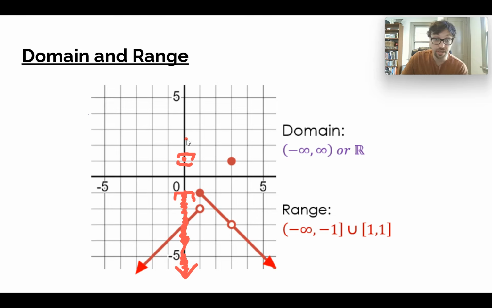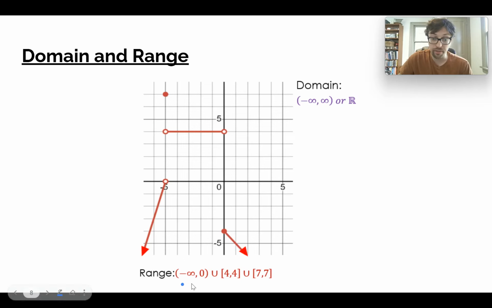But then it never reaches 2. I don't see any point where I get an output of 2. These arrows aren't pointing up. If they were pointing up, maybe it could cover that, but they're not. They're pointing down. We never get 3, we never get 4, we never get 5. We don't go any higher than 1. So they are not part of our range because we never get that as an output.